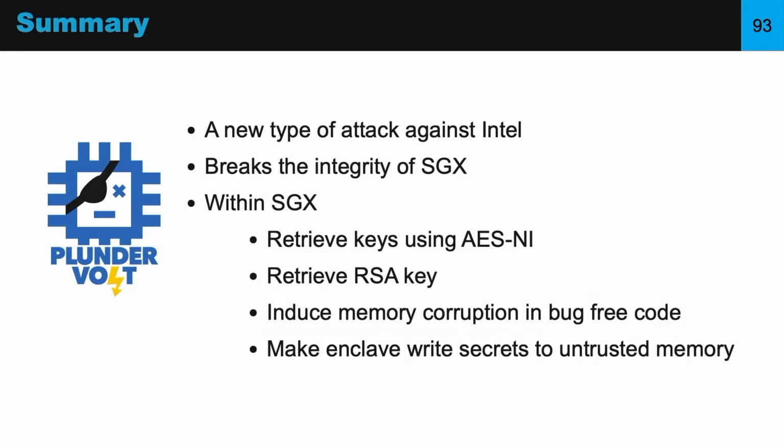So in summary, we created a new type of attack against Intel SGX. We broke the integrity of SGX, and within SGX, we were able to retrieve AES new instruction set keys. We were able to retrieve an RSA key. We were able to induce memory corruption in bug-free code. And we made the enclave write secrets to untrusted memory. Not only that, we were able to get some Linux binaries to core dump.